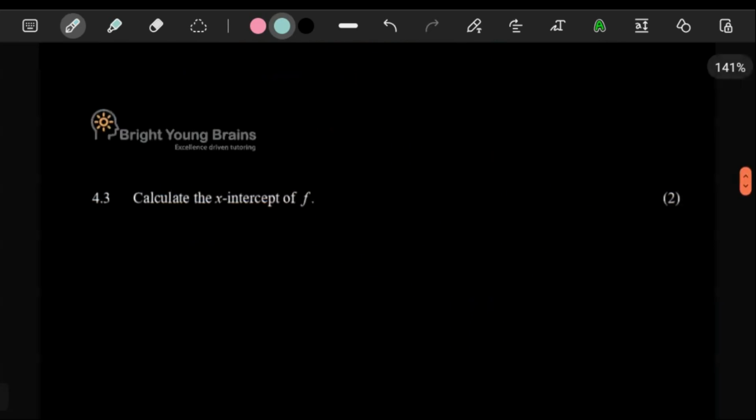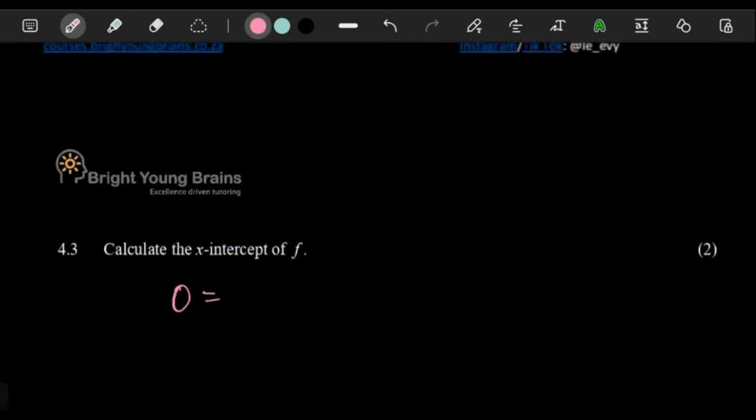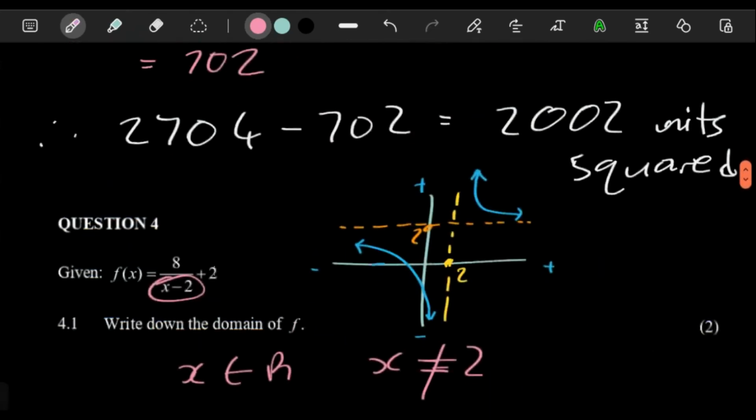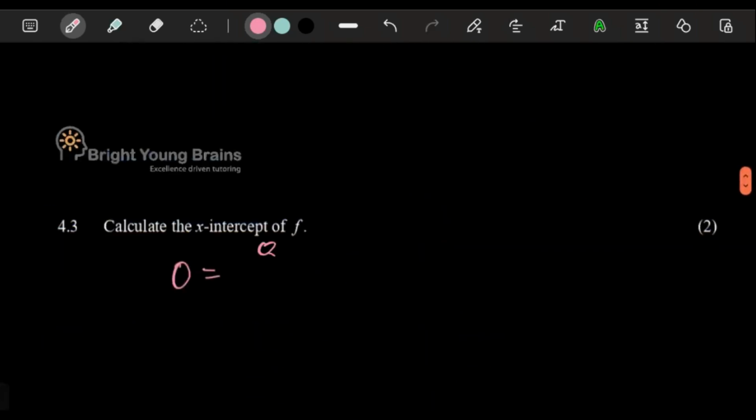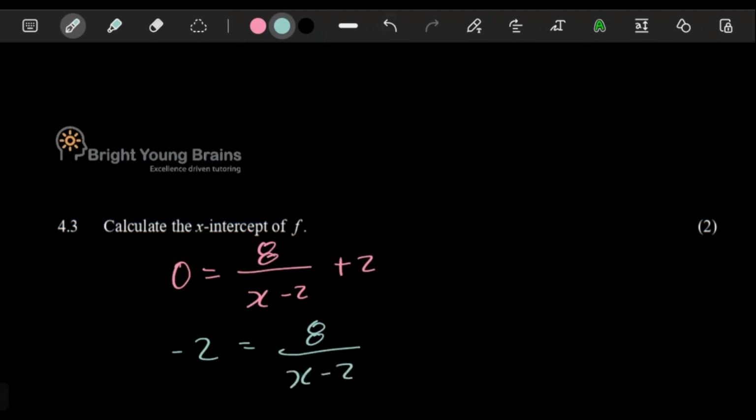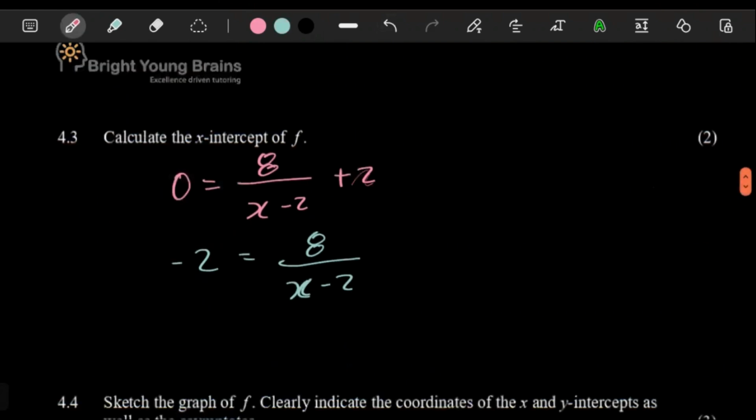The x-intercept, we make y as 0. So in the equation of our hyperbola, we make y as 0. If you make y as 0 here, you can now solve for x, right? This is like 8 over x minus 2, plus 2. Move this to the left, you can have negative 2. Then here you have 8 over x minus 2. Just move to the left, right?